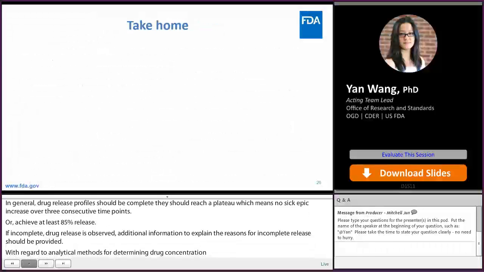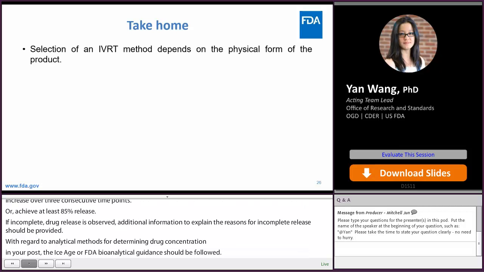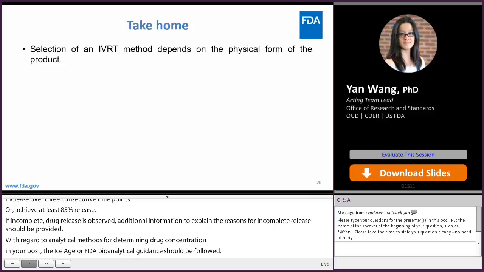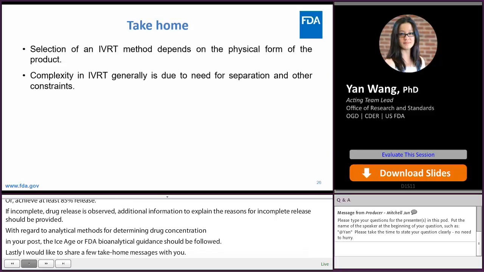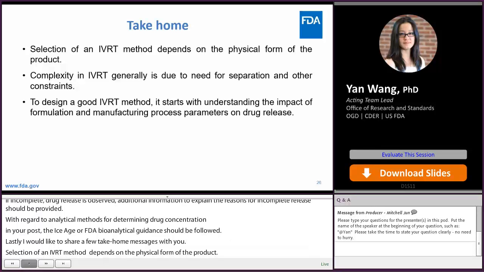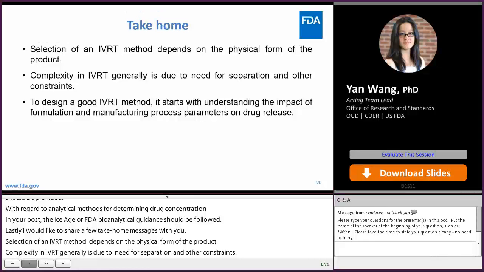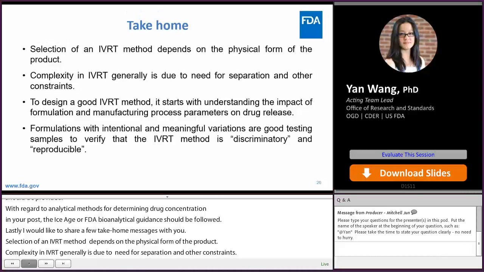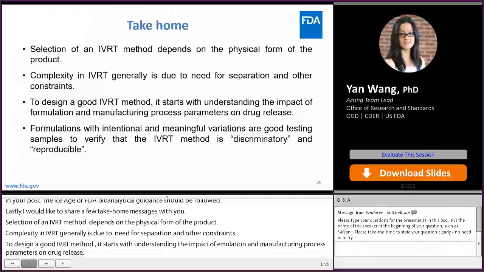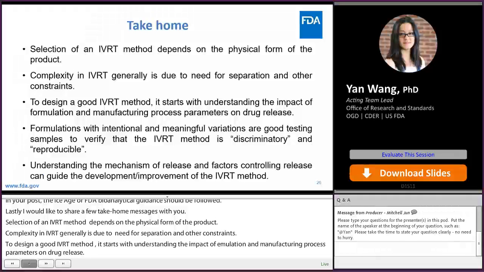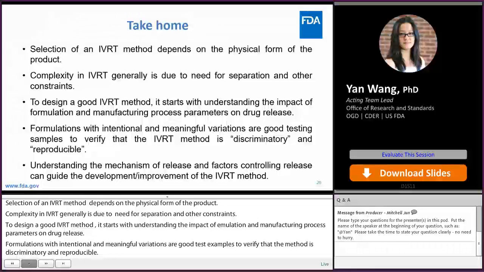Last, I would like to share a few take-home messages with you. Selection of an IVRT method depends on the physical form of the product. Complexity in IVRT generally is due to the need for separation and other constraints. To design a good IVRT method, it starts with understanding the impact of formulation and manufacturing process parameters on drug release. Formulations with intentional and meaningful variations are good testing samples to verify that the IVRT method is discriminatory and reproducible. Understanding the mechanism of release and factors controlling release can guide the development and improvement of the IVRT method.